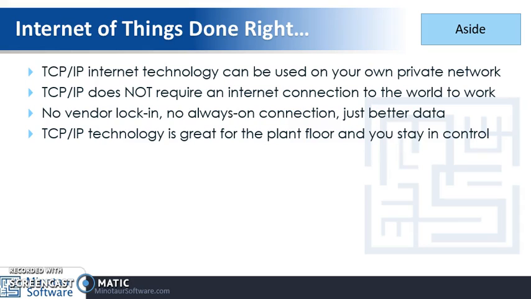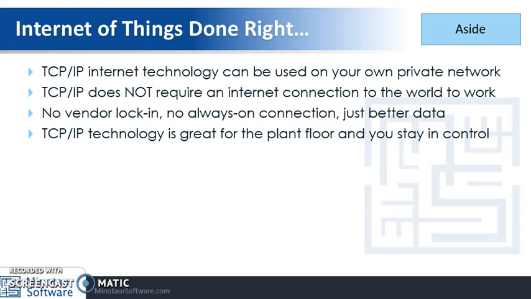There is a way to do Internet of Things right, and this hopefully is the basis of a lot of people's excitement. So TCP/IP, the protocol for communication that we talked about, can be used on your own private network. You don't need to be connected to the Internet to be networked. It does not require an Internet connection to the world in order to work, so you want your device to be entirely contained on your network. There's no vendor lock-in, no always-on connection, you just get better data.